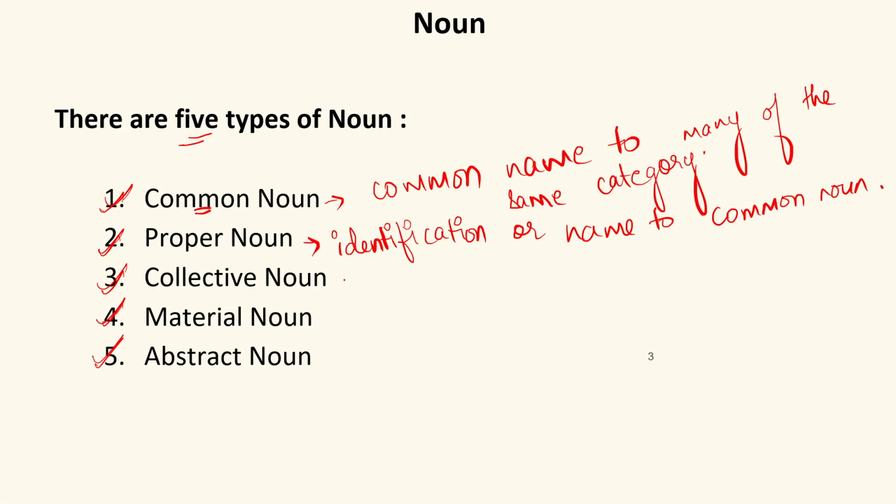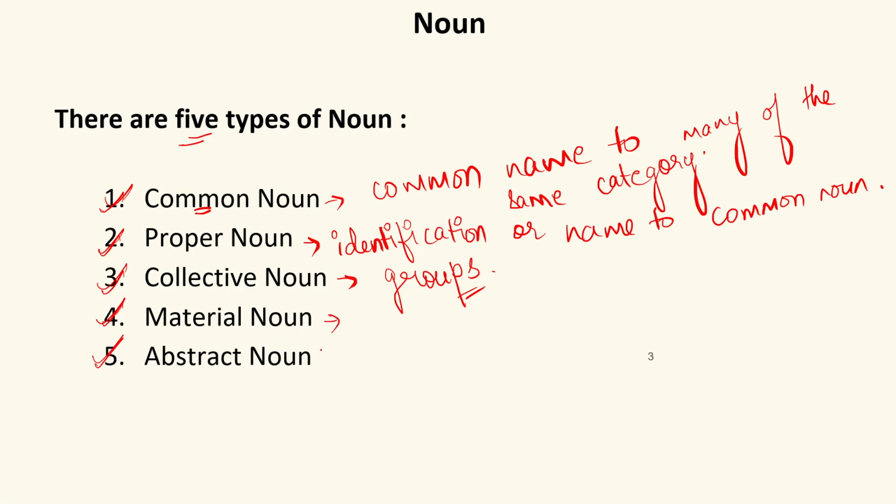Collective noun. Now, collective nouns are actually the groups. We use these words for groups. For example, army of soldiers, and you can use many collective nouns. We'll discuss this later on.